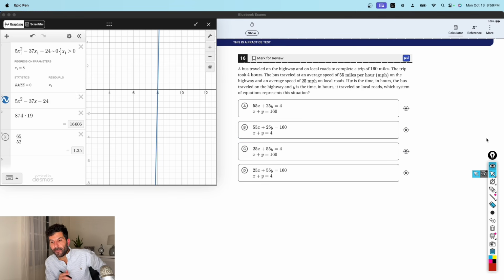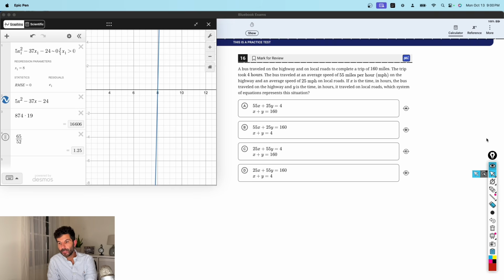Question number 16. A bus traveled on the highway and on local roads to complete a trip of 160 miles. The trip took 4 hours. The bus traveled at an average speed of 55 miles per hour on the highway and an average speed of 25 miles per hour on local roads. If X is the time in hours the bus traveled on the highway and Y is the time in hours it traveled on local roads, which system of equations represents this situation?